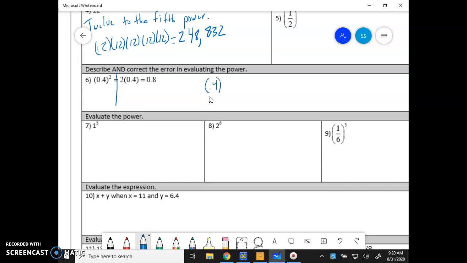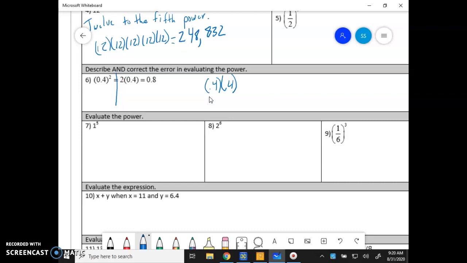0.4 squared is 0.4 times 0.4, right? That's what squaring something means. We just multiply the base by itself, however many times the little exponent says. But how this was solved was they just did 2 times 0.4. So there's your error. They didn't square the number, they just multiplied by 2.